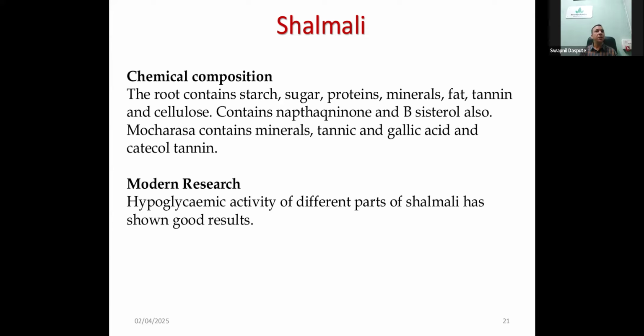Okay. Modern research: hypoglycemic activity of different parts of Shalmali has shown good results. So has shown good results in Prameha. Okay, so hypoglycemic activity.